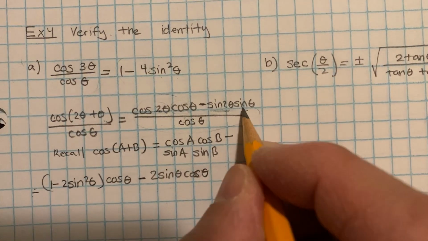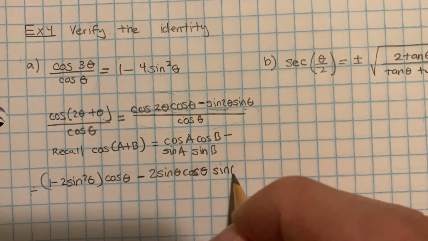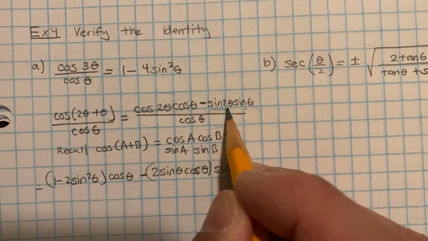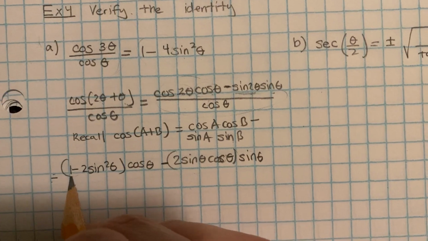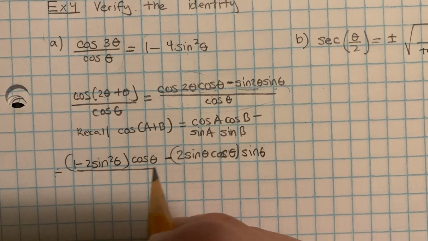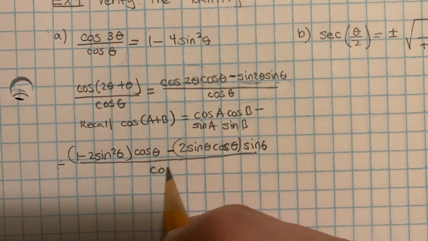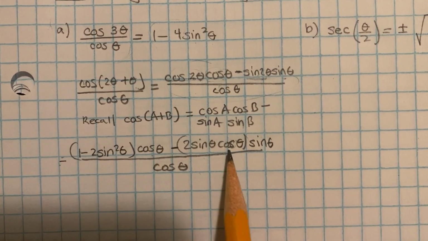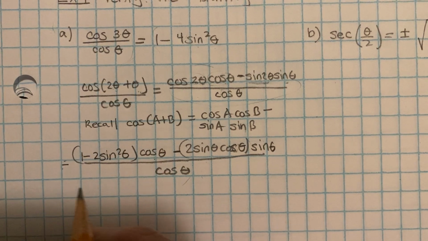Cosine theta times sine theta. Okay, so all I did was expand my double angle for sine of 2 theta over here. Okay, now take a look. I know it's going to get a little messy, or looks a little messy. Notice there's a cosine theta over here. Notice there's a cosine theta over here, right? You can actually factor that out.